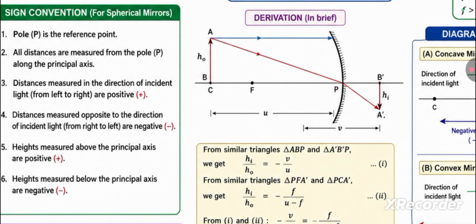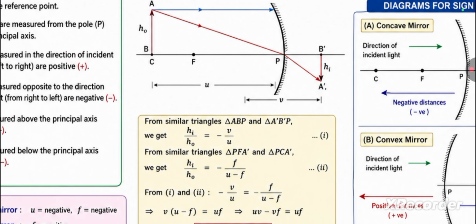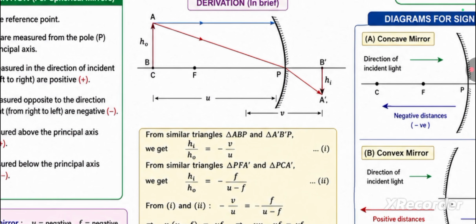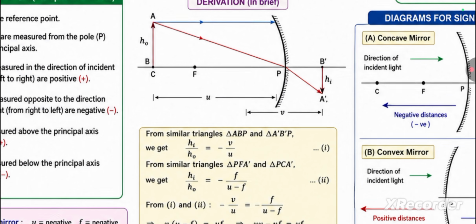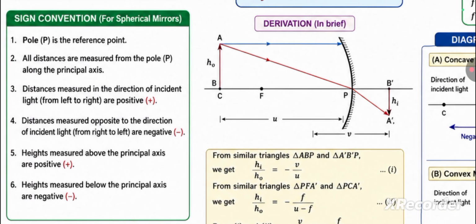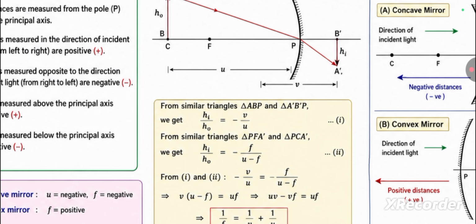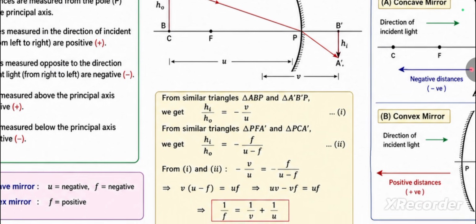Using the sign conventions of spherical mirrors. From similar triangles PF A dash and PC A dash, we get H I by H O is equal to minus f by u minus f, using the sign convention of spherical mirrors. From these two equations, equation 1 and equation 2, we take minus v by u is equal to minus f by u minus f.